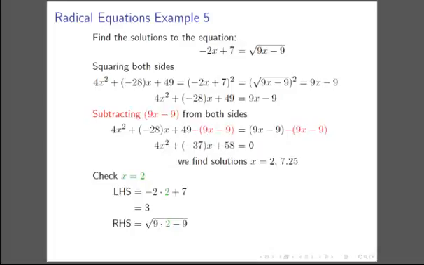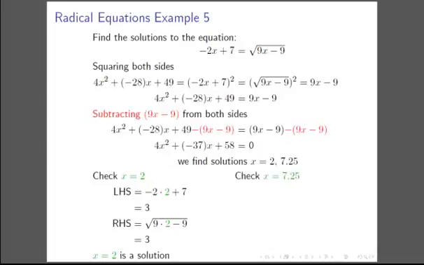On the right-hand side of our equation, we have the square root of 9 times x, which is 2 here, minus 9. This is the square root of 18 minus 9, which is the square root of 9, which is also 3. So we find that x equals 2 is a solution.